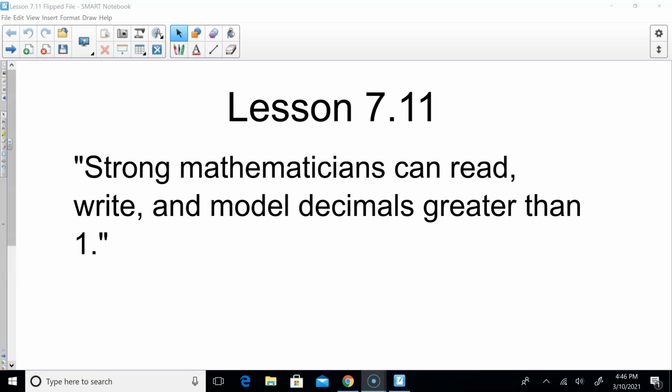Today, strong mathematicians can read, write, and model decimals greater than 1. Take out your notebook, your pencil, write down today's date, the name of the lesson, and let's belly flop right into this information.